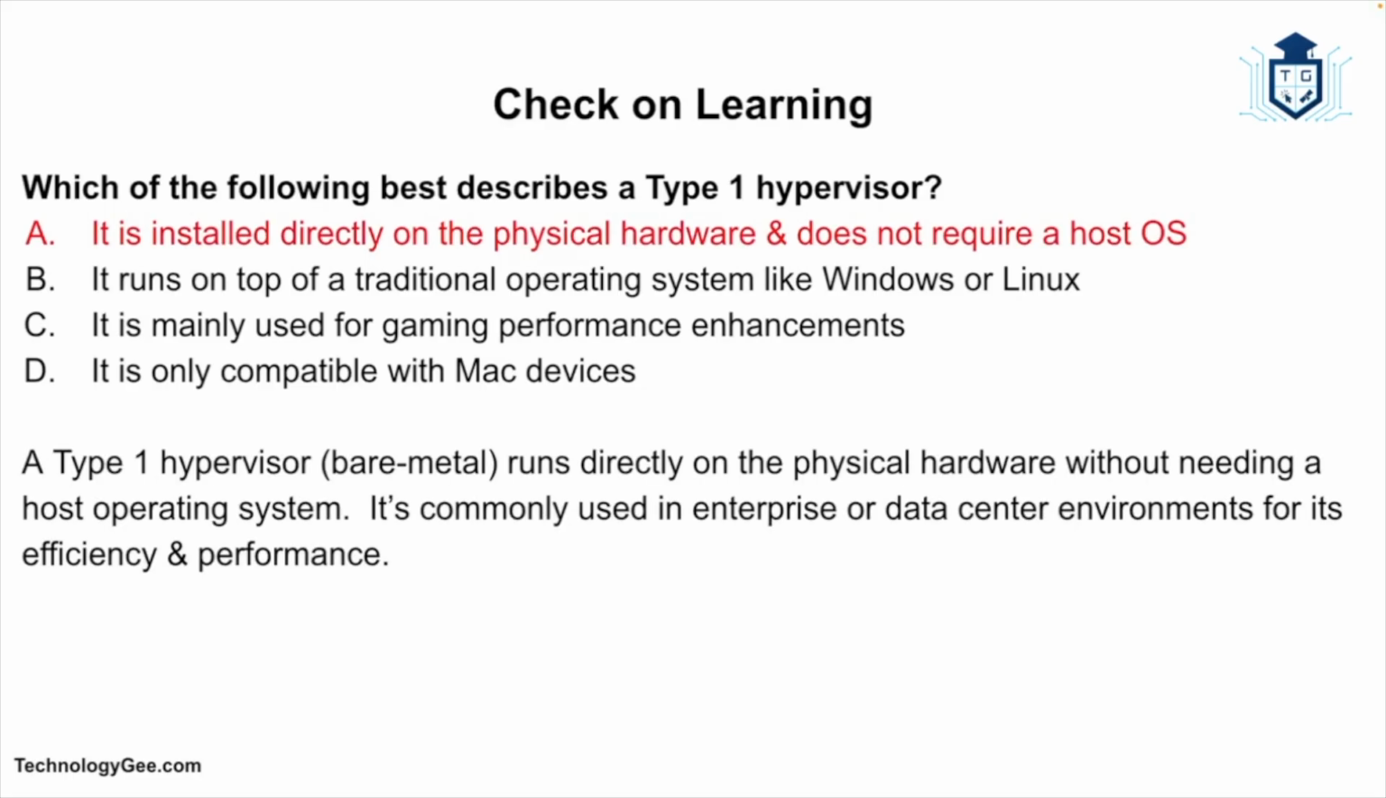And the correct answer is it is installed directly on the physical hardware and does not require a host operating system. So a type 1 hypervisor, also known as bare metal, runs directly on the physical hardware without needing a host operating system. It is commonly used in enterprise or data center environments for its efficiency and performance.